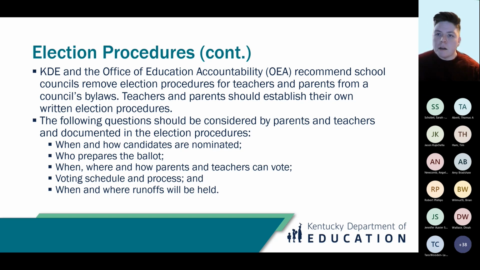One way to think about whether your election procedures are robust is whether they can answer these questions: when and how candidates are nominated, who prepares the ballots, when, where, and how parents and teachers can vote, the voting schedule and process, and when and where runoffs would be held.